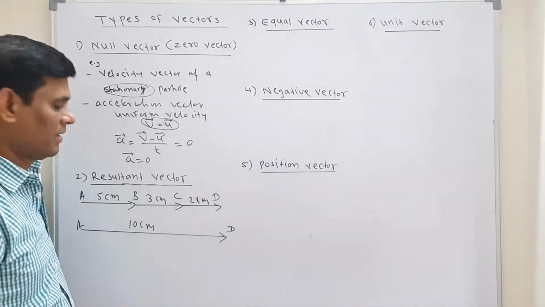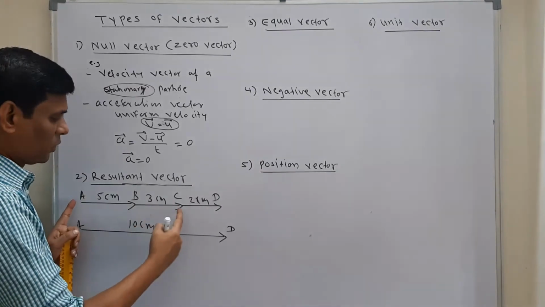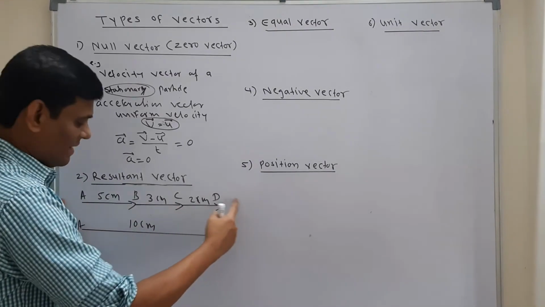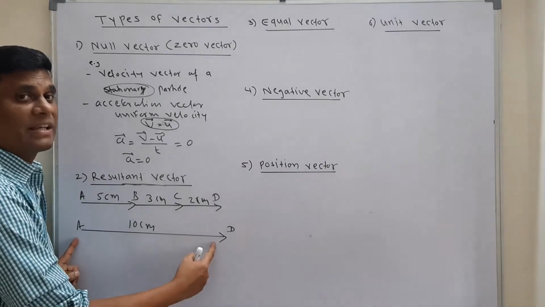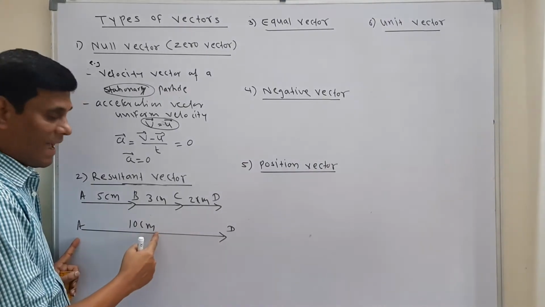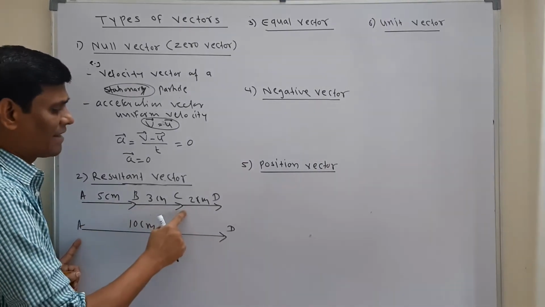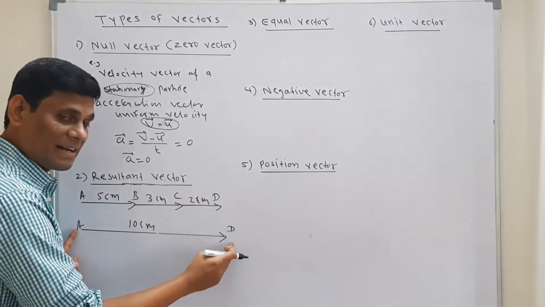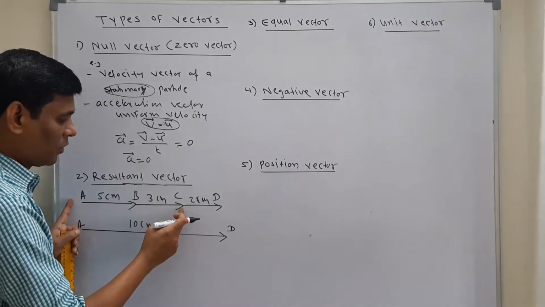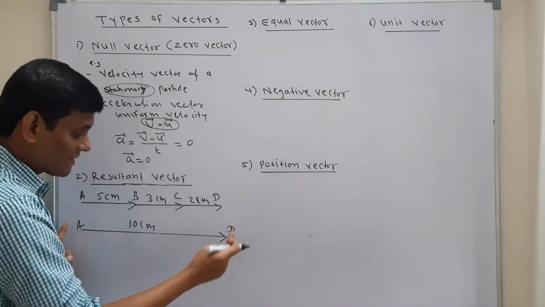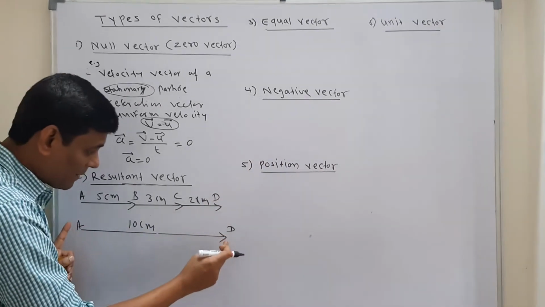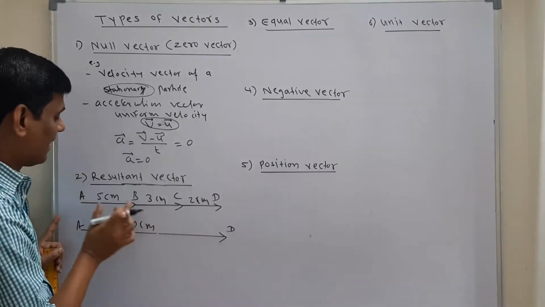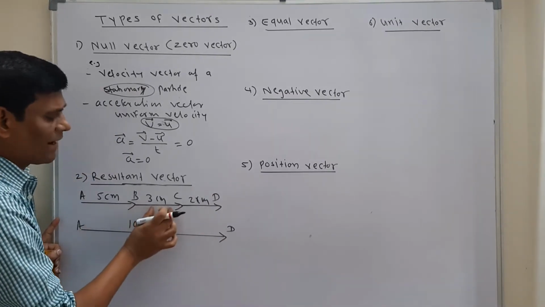How to define? A resultant vector of two or more vectors is a single vector which represents the same effect as produced by all the vectors together. I repeat, what is a resultant vector? The resultant of two or more vectors is the single vector which represents the same effect as represented by all the vectors together.